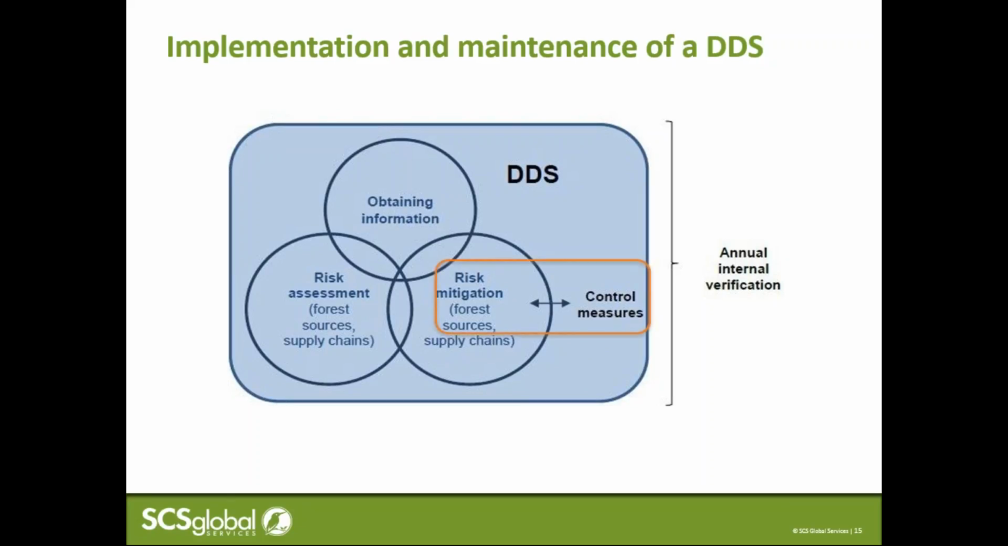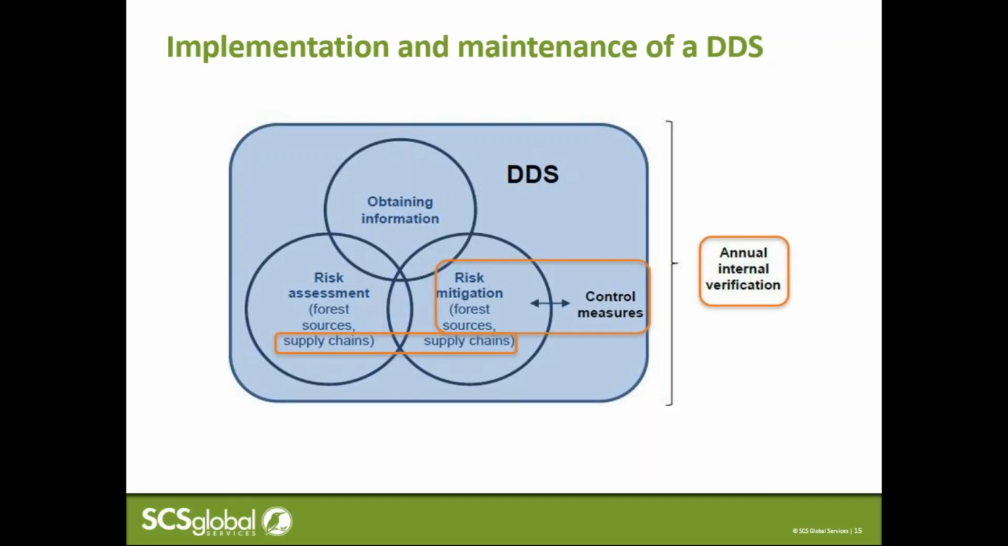First, note that risk mitigation is a new element included in the FSC controlled wood standard. Risk mitigation is achieved through control measures. Second, note the inclusion of supply chains within both the risk assessment and risk mitigation elements of the DDS. While it's not demonstrated on this particular graphic, obtaining information on supply chains is also required in the new standard.